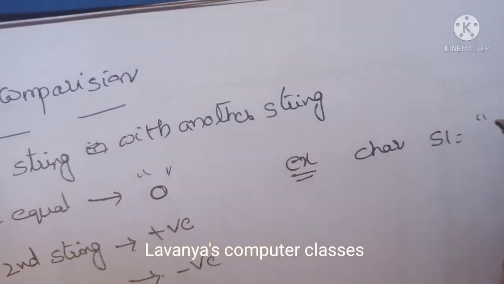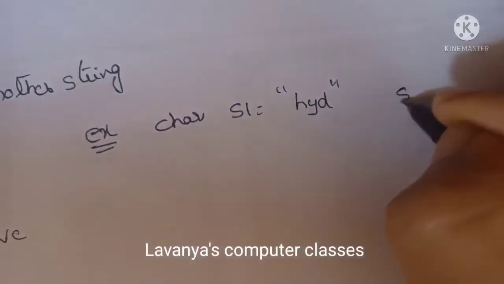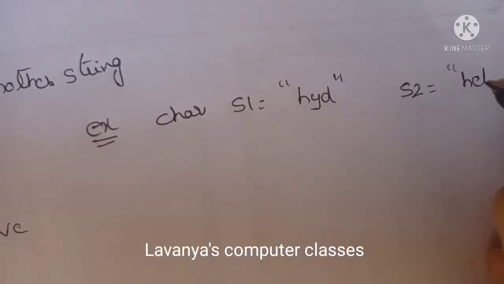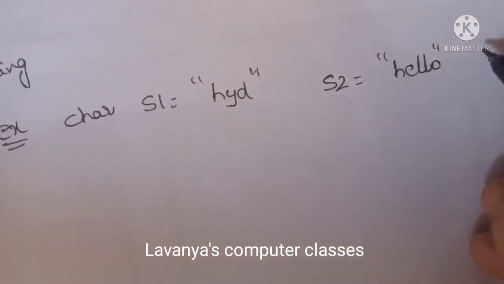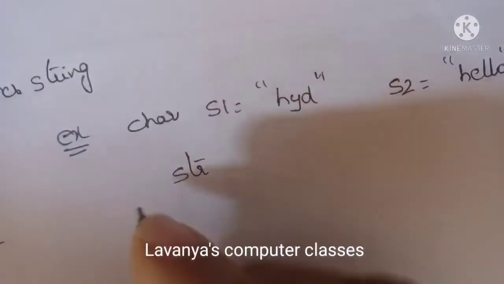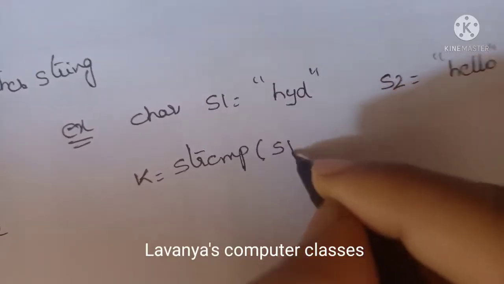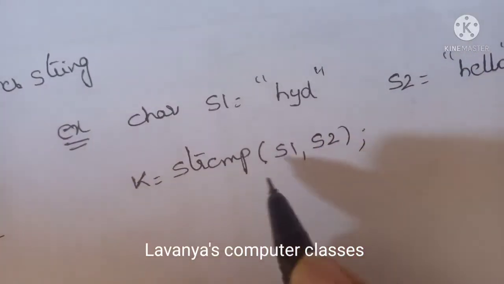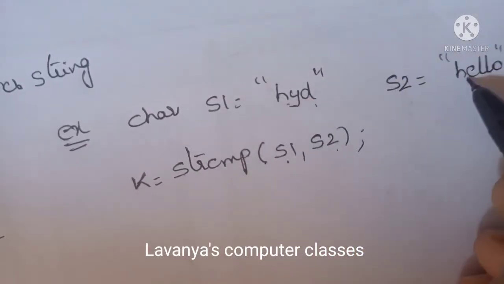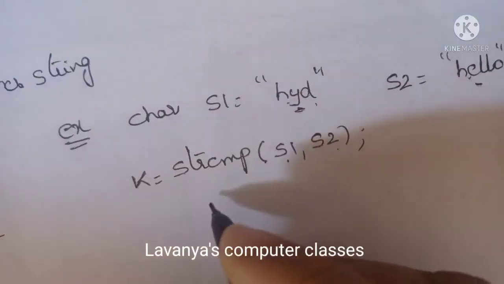other than 0 means not equal. For example, I am defining two strings, char s1 equal to HYD, and similarly S2 equal to hello. So there are two strings S1 and S2, S1 value is Hyderabad, S2 is hello. strcmp, string comparison. I assign to the variable k equal to strcmp S1 comma S2. This compares S1 value and S2 value. What is S1 value? HYD, S2 value is hello.